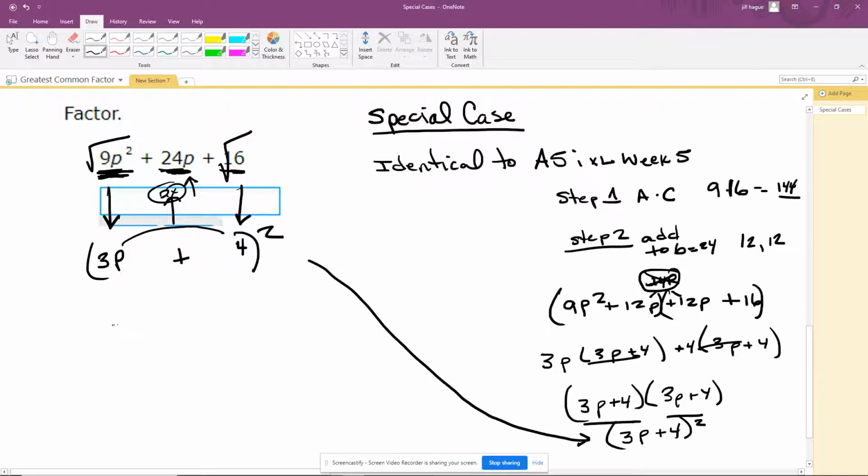And if you weren't sure of it, you could always check your work, which is still quicker than doing it out, because you could just write 3p plus 4. That's what 3p plus 4 squared is. And you could do, okay, there's my 9p squared. There's my 12p. There's my other 12p, which adds to 24p. And there's my 16. So it checks. Okay, so that's special case number 2.